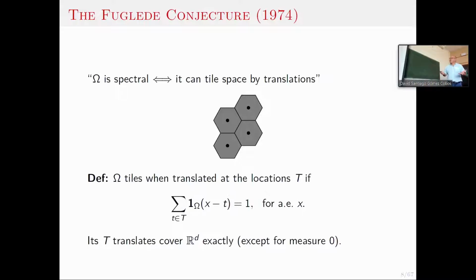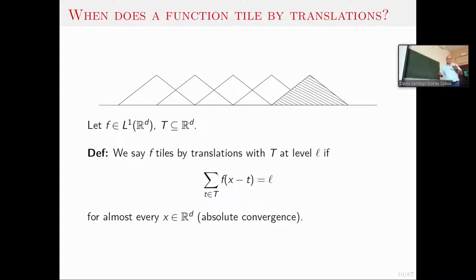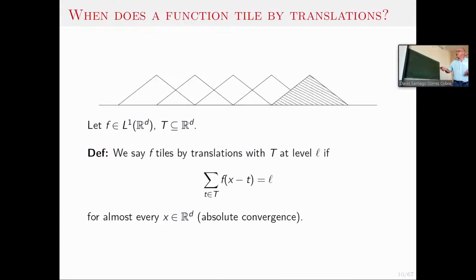And starting from this, okay, this was the motivation of Fourier. We started asking ourselves, what does it mean to tile, and especially what does it mean to tile when you look at it from the Fourier side. And from the Fourier side, when you have to tile with a function f, so you have a function f, you're moving it around at the locations t, and you get a level L, constant everywhere.